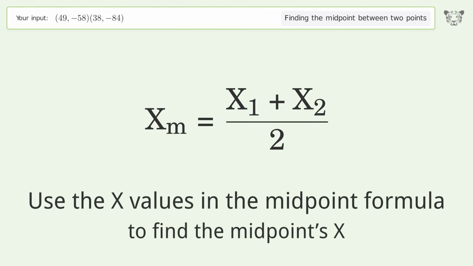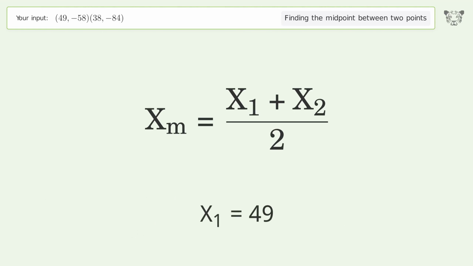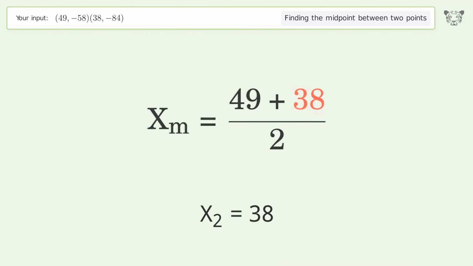Use the x values in the midpoint formula to find the midpoint's x. x1 equals 49. x2 equals 38. Simplify the arithmetic.